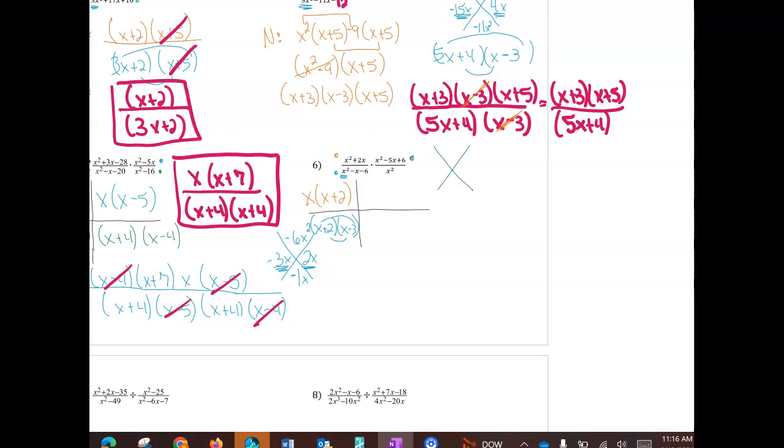So I'm going to need factors of 6 that make negative 5. That's going to be negative 2x and negative 3x, and x's will be enough. And x with a negative 2 can make negative 2x, and x with a negative 3 can make negative 3x. And then my denominator. So you might think that you can't factor that, but x squared can factor into x and x.